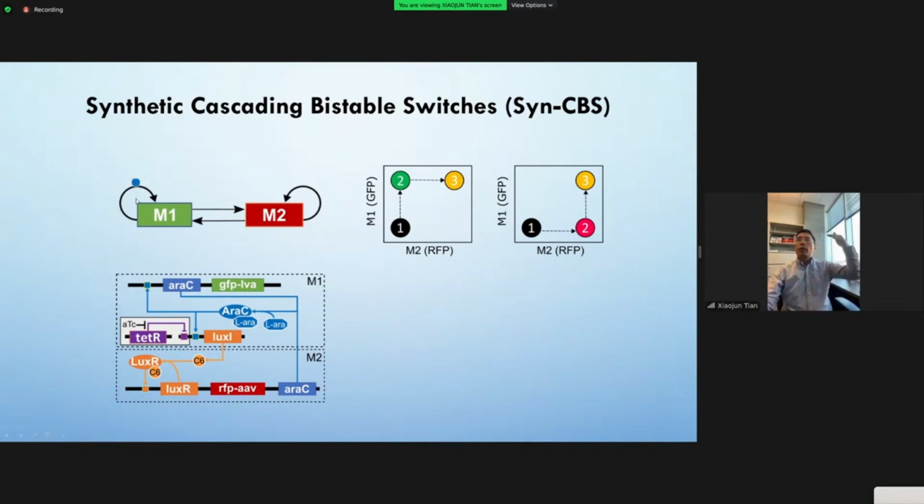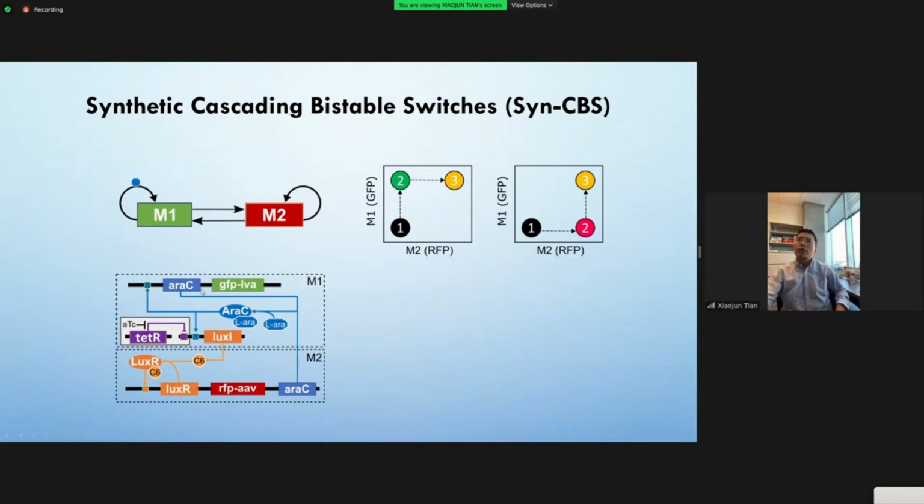If we increase the concentration of the inducer, we expect to see either the cell will be changed from no color to green, and then to yellow with two modules activated, right? Or the cell will be changed from no color to red, and then to yellow. So what we look for is a stepwise activation of the cell fate.